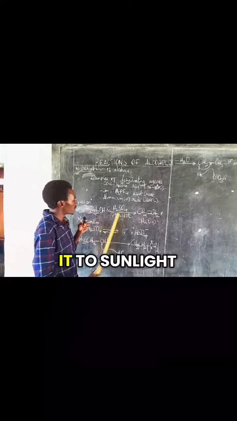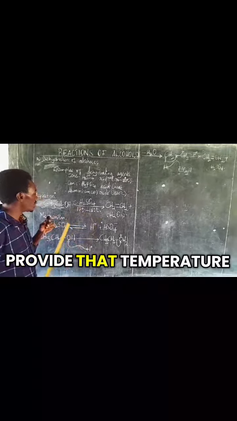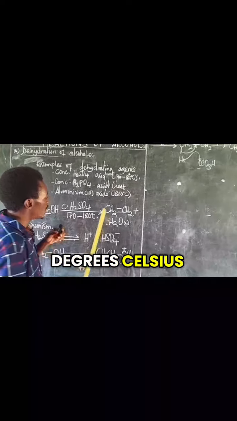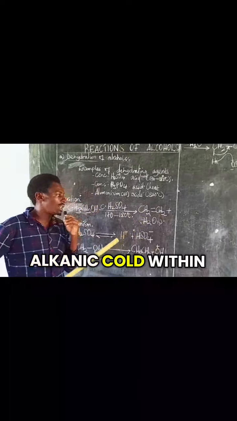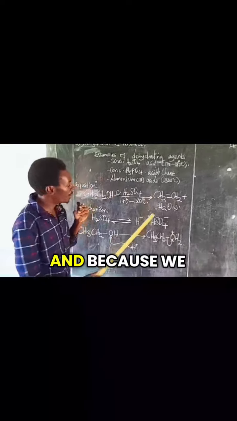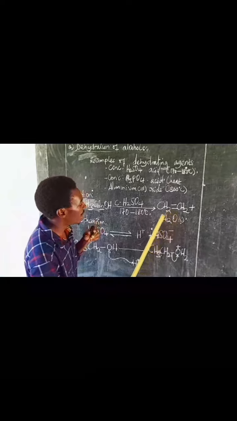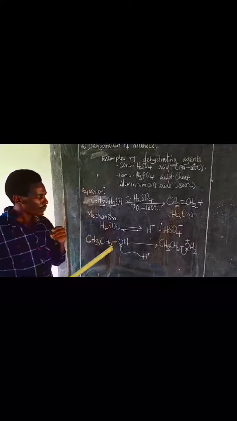When we expose it to concentrated sulfuric acid, provided that the temperature is in the range 170 to 180 degrees Celsius, we convert our ethanol to ethene. And because we are looking at dehydration, the removal of water molecules, another product which is formed is water.